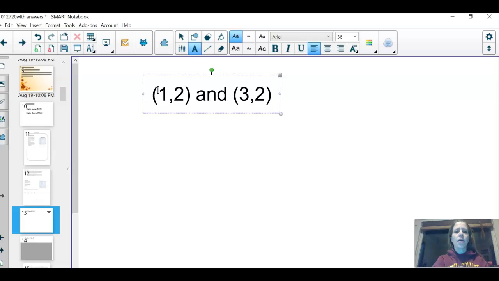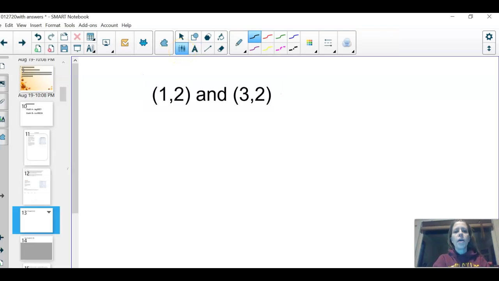Okay, so let's see how you did. 1, 2, and 3, 2. 1 is in the X, as is 3. 2 is in the Y for both. So you need to look at which one is the same and which one is different. Necesitas pensar sobre cuál número es el mismo y cuál número es diferente.